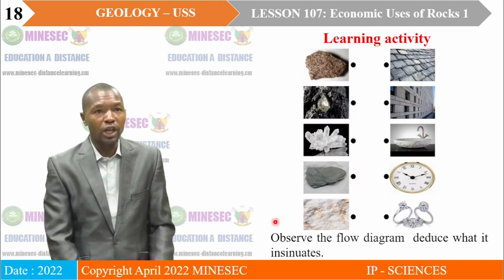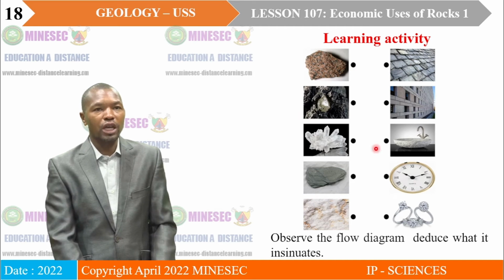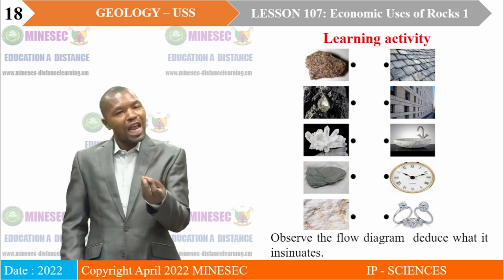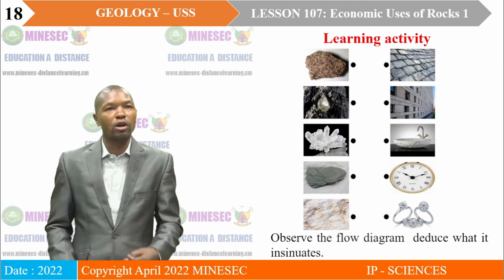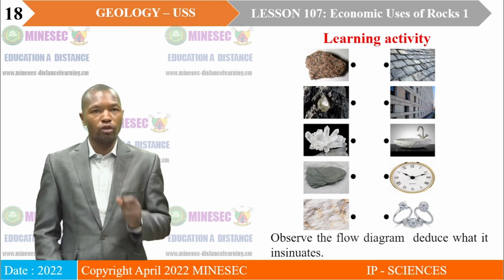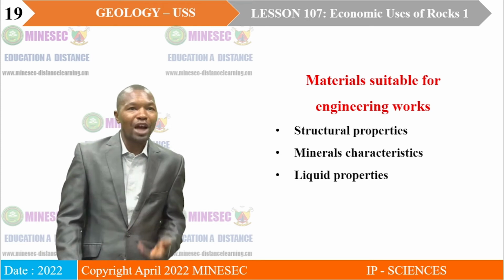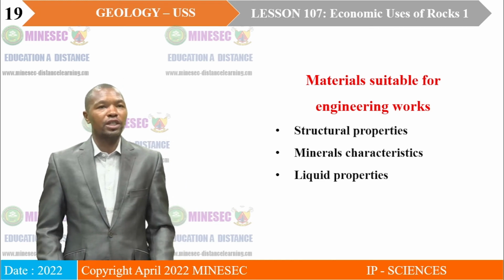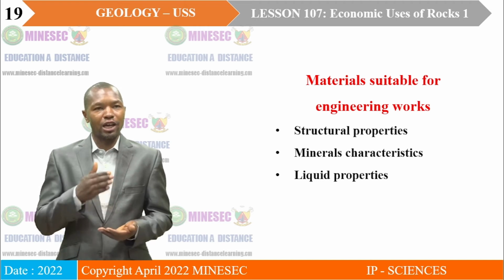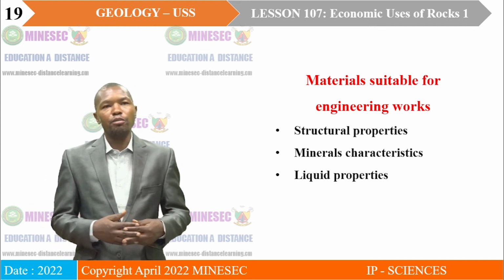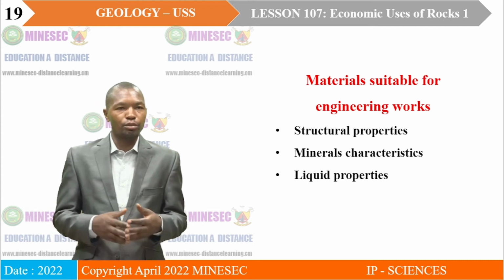Now, in our learning activity, again, we have a cross-section of rocks as well as minerals that are used in diverse ways. That is the illustration that announces that we still are concentrating on application of materials, but this time around we want to fine-tune ourselves to the economic uses of rocks alone. So, materials suitable for engineering works. We already said during our lesson 106 that materials suitable for engineering works are classified or grouped based on the structural properties, based on the mineral characteristics, and based on the liquid properties.